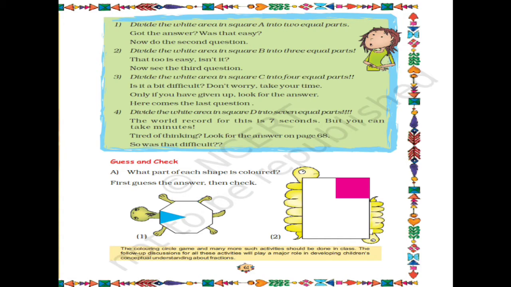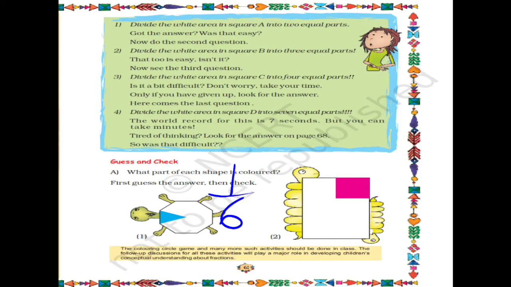Now let's see the next shape. What shape is this? This is a rectangle. While looking at the figure, we can say that 1/6 part is colored. Now let's check whether 1/6 part is colored or not.